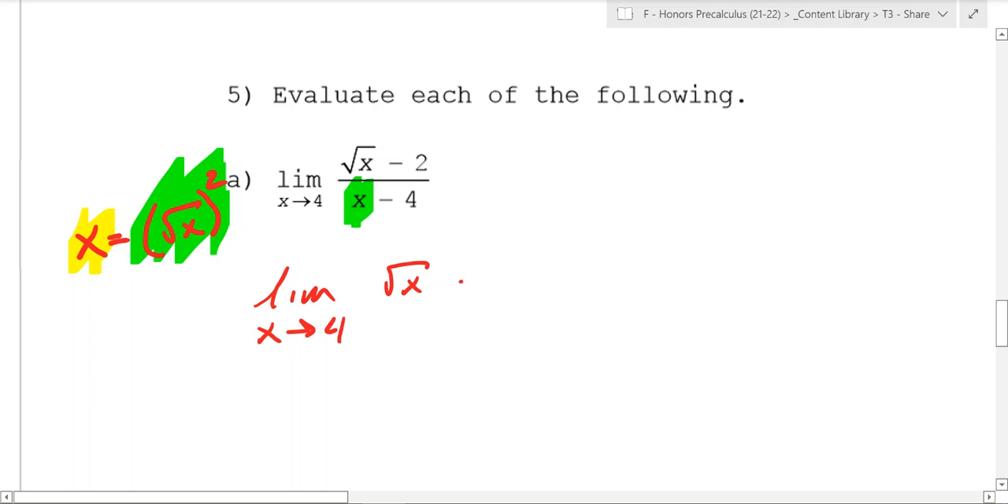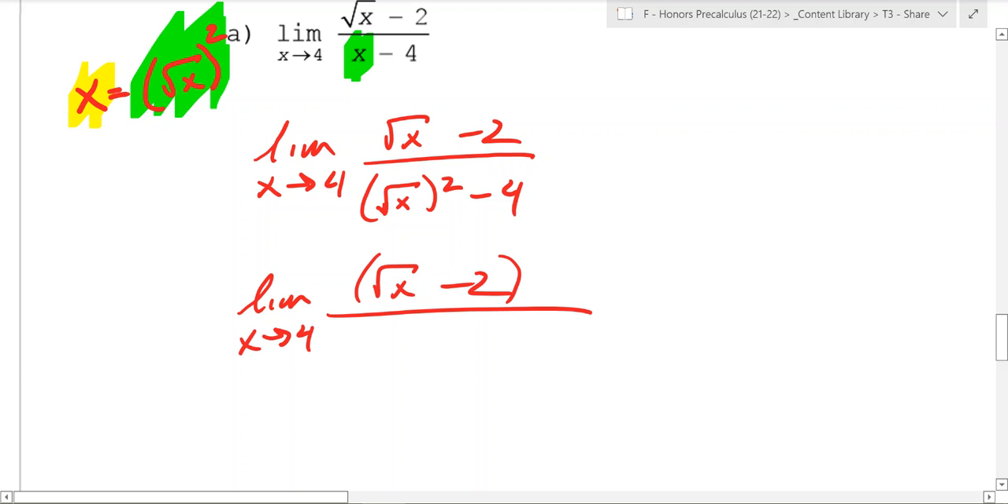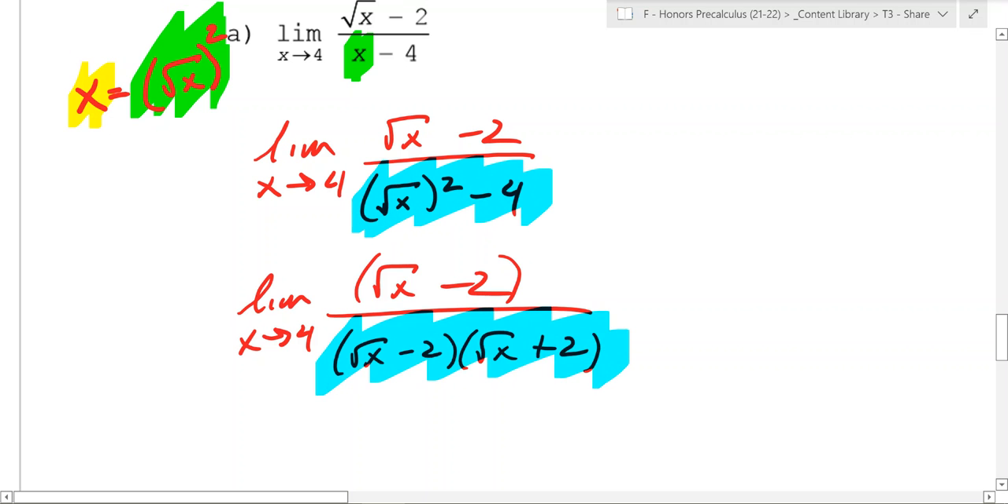So this is the square root of x minus 2 over the square root of x squared minus 4. We haven't done anything. We haven't changed any values. Now the numerator stays the same. You still end up with the limit as x goes to 4 of the square root of x minus 2. But on the bottom, you have the difference of squares. This factors into the square root of x minus 2 times the square root of x plus 2. These two things are the same thing. It's a really cool method.